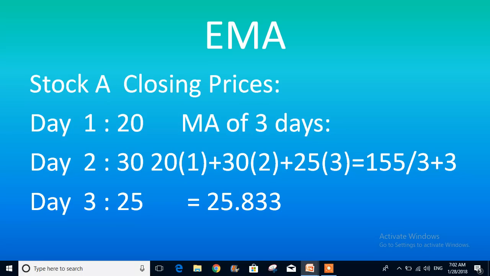I'm telling you again, in the simple moving average we calculate only the average of the closing price of a stock divided by the number of days, without any extra calculations. In the exponential moving average we give more weight to the recent prices. That is why we multiply by the day number and then add them up, and then we get the exponential moving average of a stock.